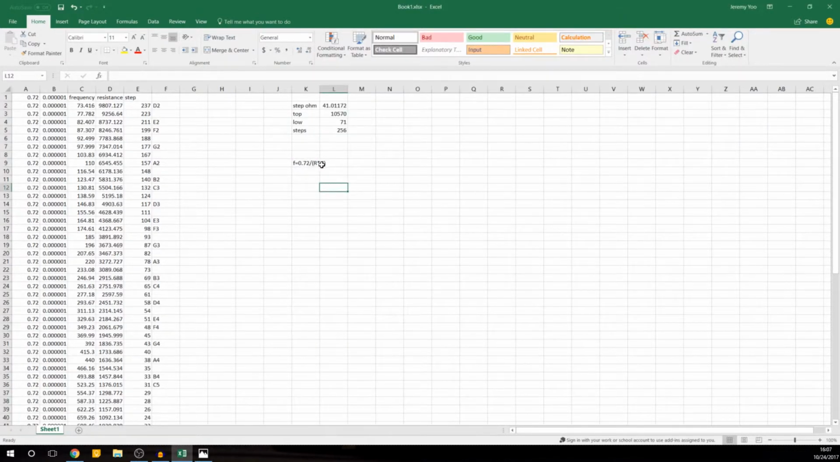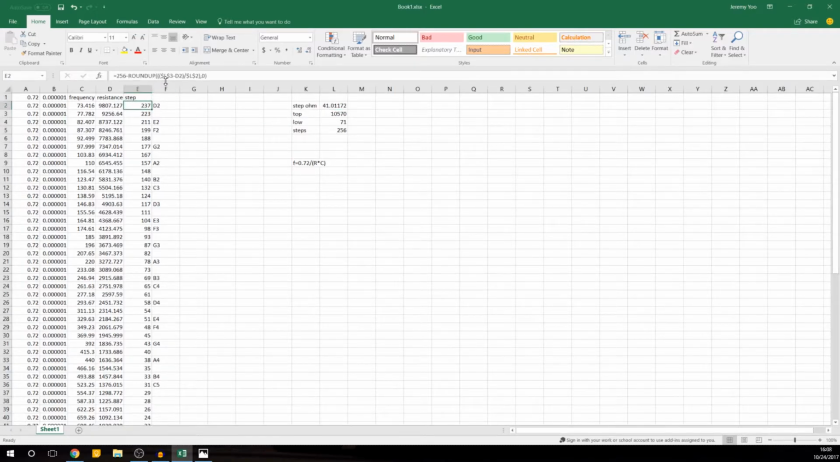Now use this equation, but modify it in a way so you will get resistance equals 0.72 over F times C, and then you get the resistance in this line. And then you want to calculate what step that resistance is. That is to be calculated using some information over here. So there are 256 steps. The lowest ohm I can measure from that potentiometer was 71 ohms. The highest was 10K and 570 ohms. And one step is equal to about 41 ohms in change. If you simply subtract these two and divide by the 256, that's what you get.